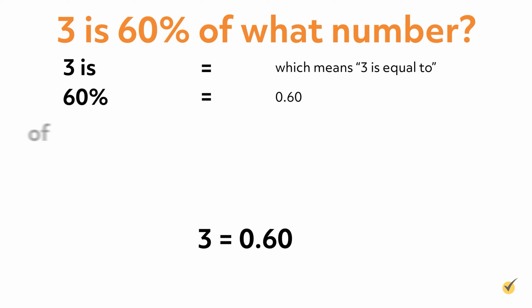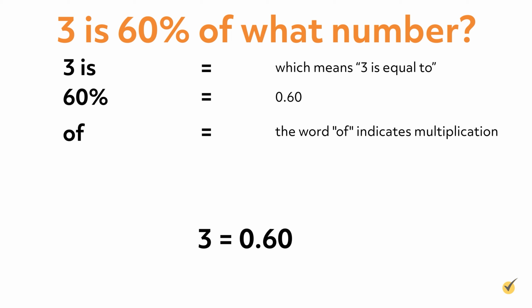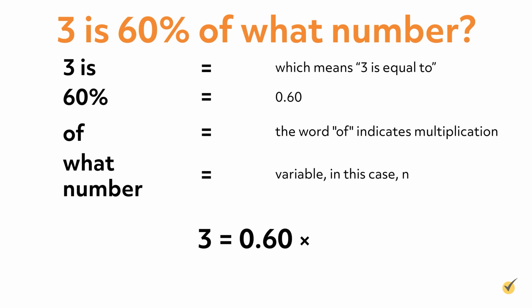The next word in the question is of. When translating written equations to algebraic equations, the word of indicates multiplication. Therefore, write a multiplication sign after 0.60 in the equation. The next part of the question is what number. Since we don't know what number is being referred to, use the variable n to represent this number. When multiplying a number by a variable, remember that no multiplication sign is needed. We can write the equation with the coefficient 0.60 next to the variable n.